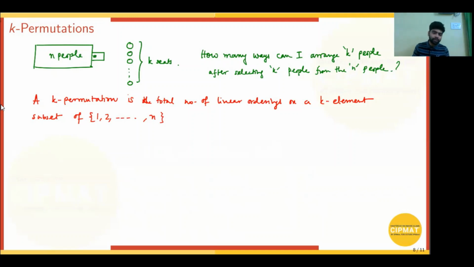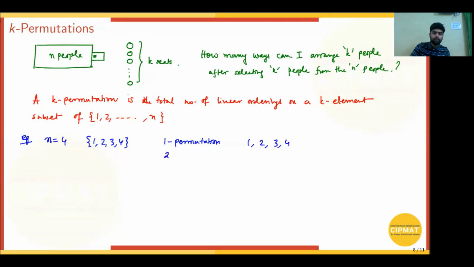So what is a k permutation? It is the total number of linear orderings on a k element subset of 1 to n. What does this mean? Let's see some examples first, and then we will move forward to understand the concept in detail. Let's say that n is equal to 4, and the elements are 1, 2, 3 and 4. Then there can be one permutations. One permutation means select any one. It can be done in 4 ways: either select 1 or 2 or 3 or 4.